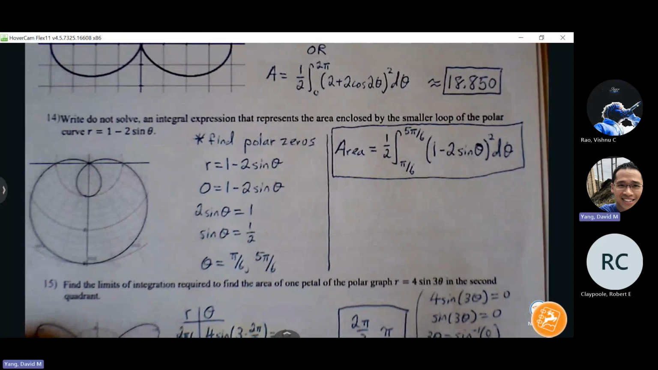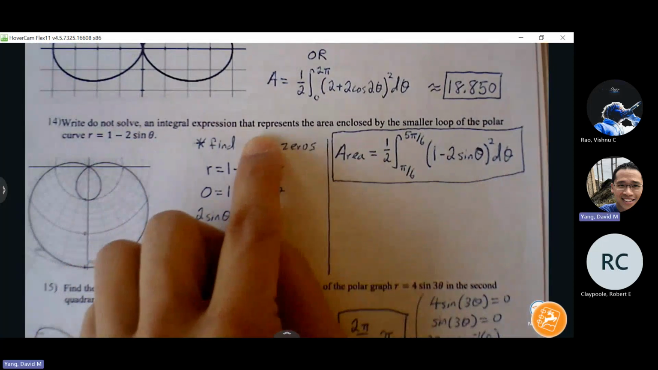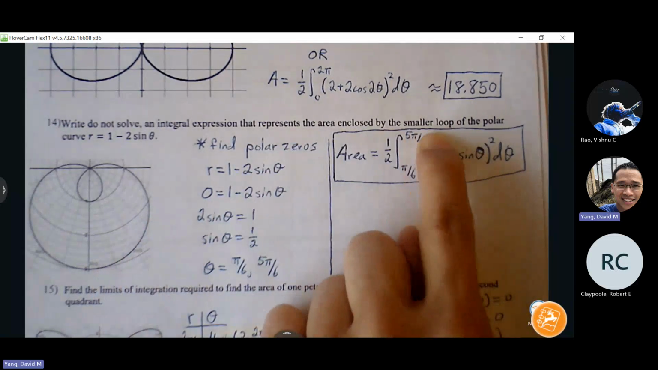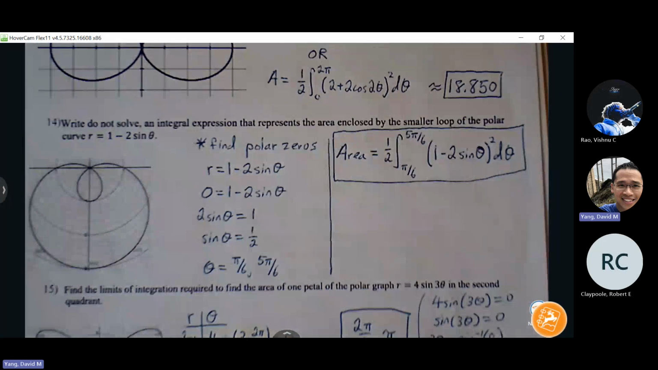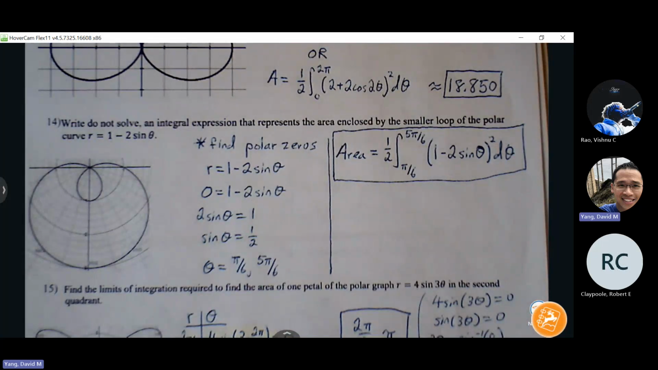Okay, number 14, write but do not solve an integral expression that represents the area enclosed by a smaller loop. So anytime we're talking about a loop that's closed off or a petal that's closed off, you know you're always looking for petals. You're always looking for polar zeros. Polar zeros, consecutive polar zeros will tell you the region that you're looking for.